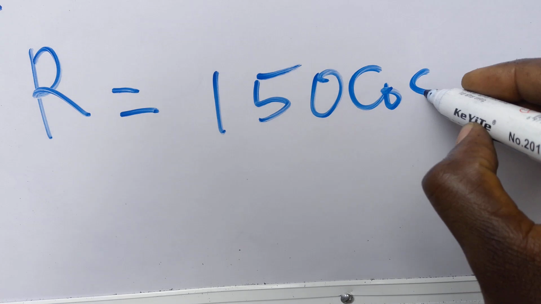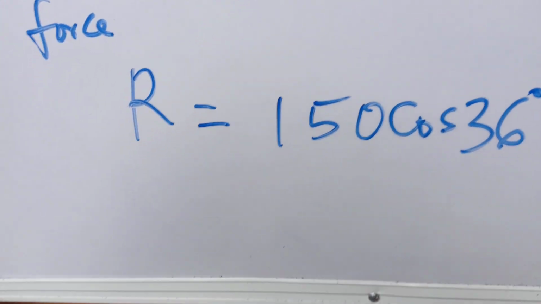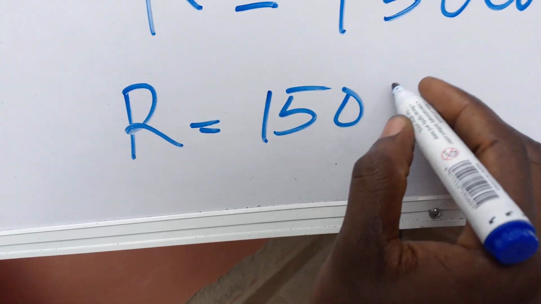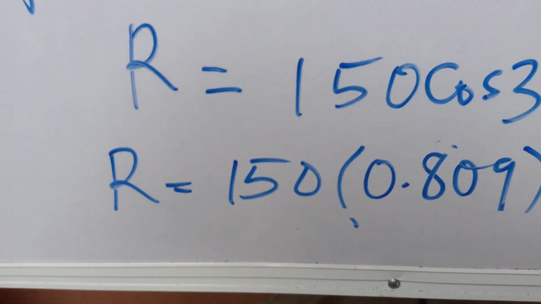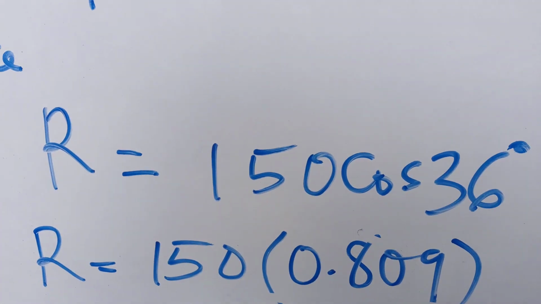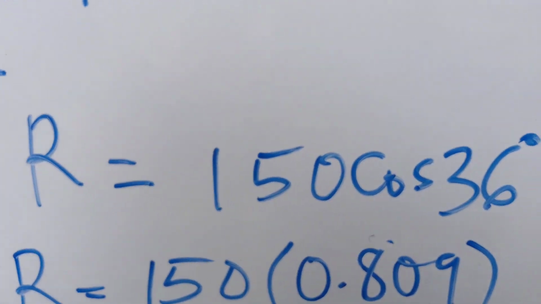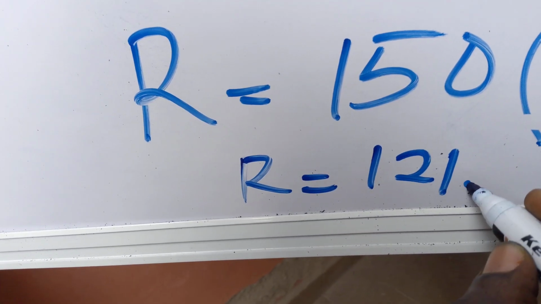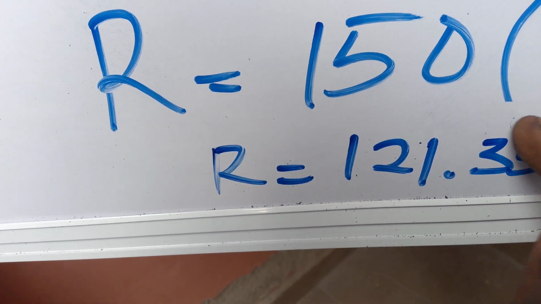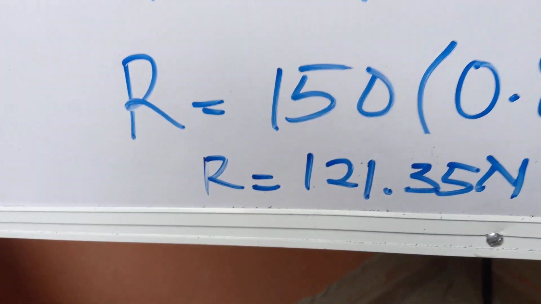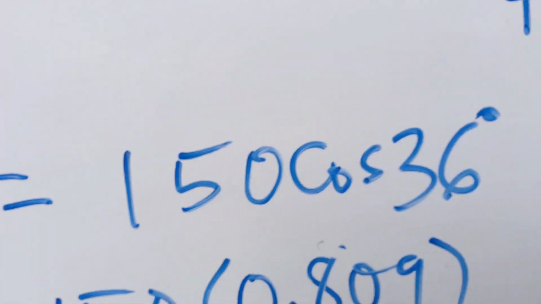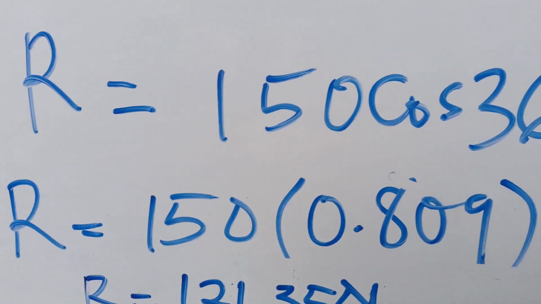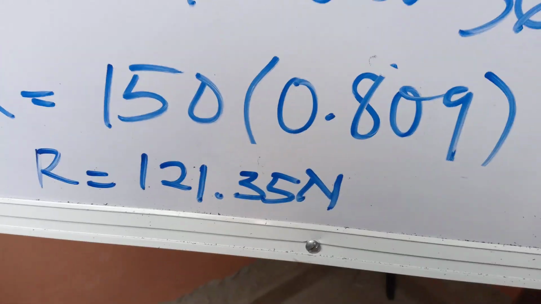150 cos 36. Okay, so R will be equal to, if you look at your calculator, cos 36. If I find cos 36, it gives me 0.809, and if I multiply it, I have R as 121.35. That's my normal reaction. So my normal reaction is 121.35. Cos 36 gave me 0.809, and when I multiplied it by 150, I had 121.35 Newton.